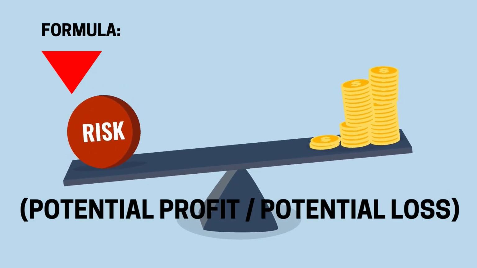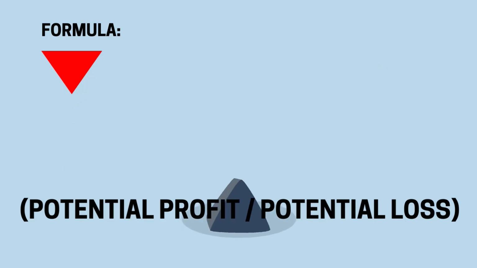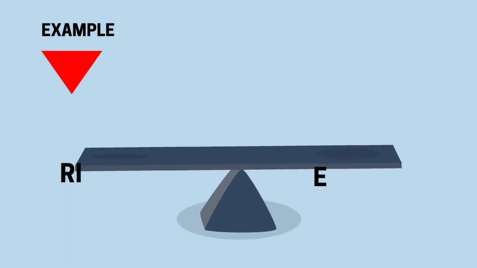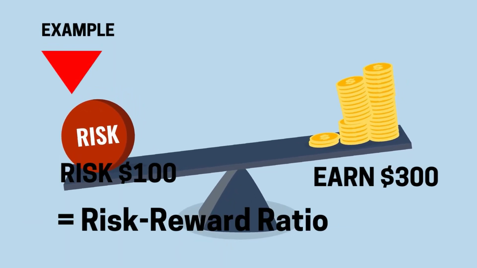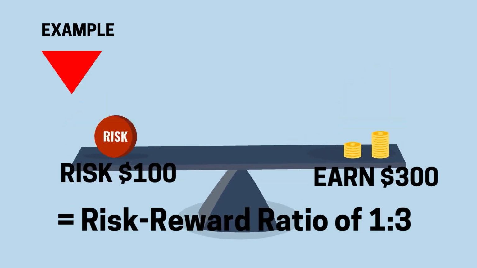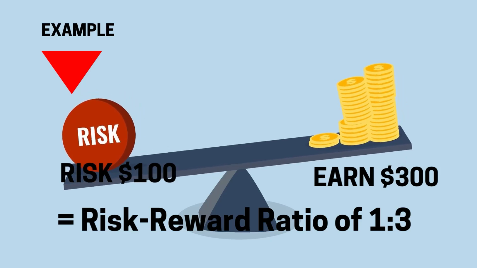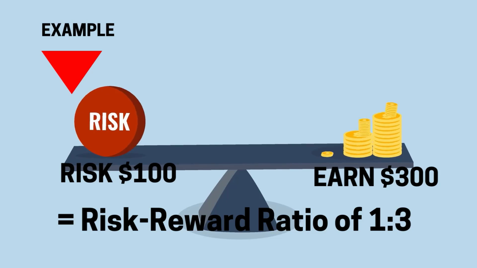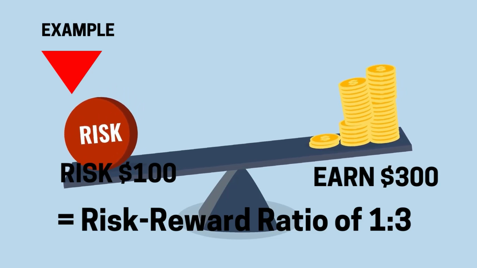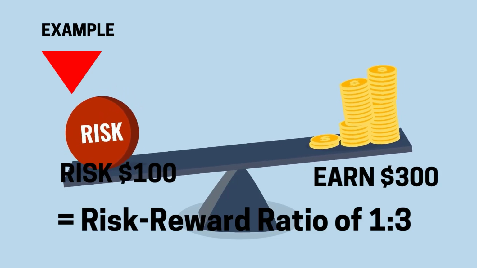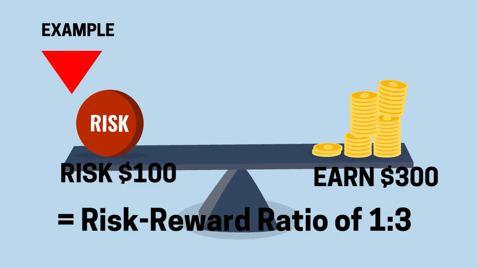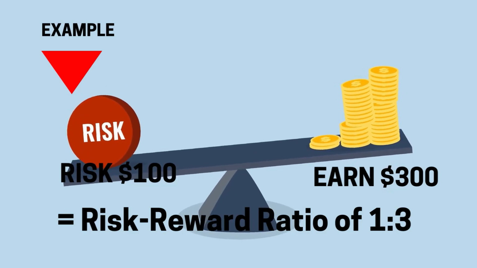Now let's just look at a quick example just to cement that idea. So you're risking $100 on a trade to potentially earn $300. What is the risk reward ratio? Well, very simple. It is just 1 to 3. But let's have a look at that on the charts, and I just want to highlight some of the other mistakes I see traders doing when they use this ratio.